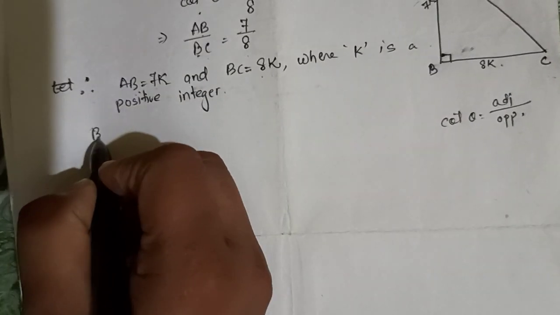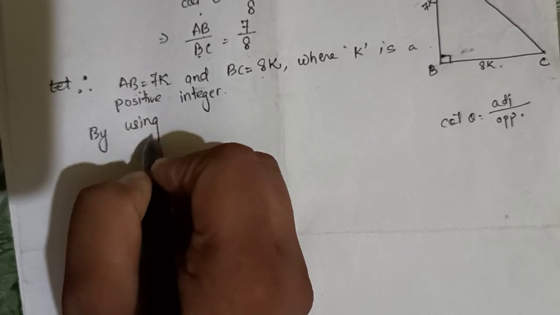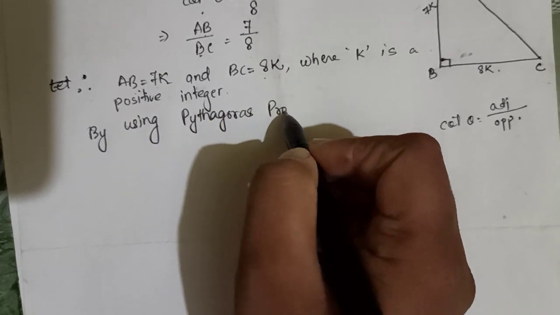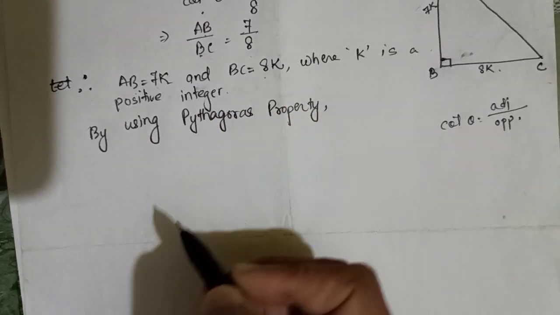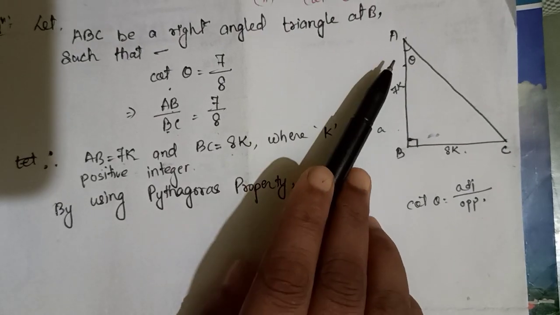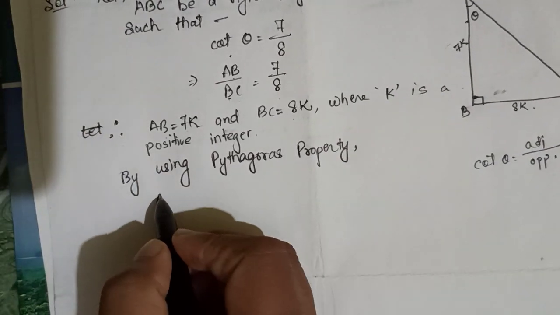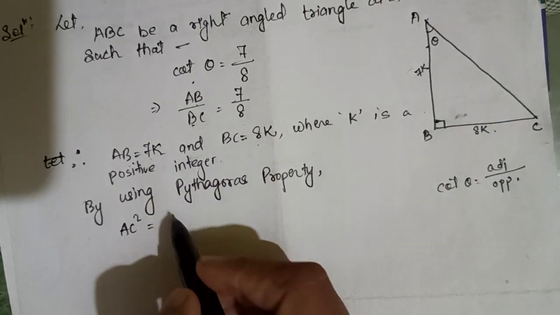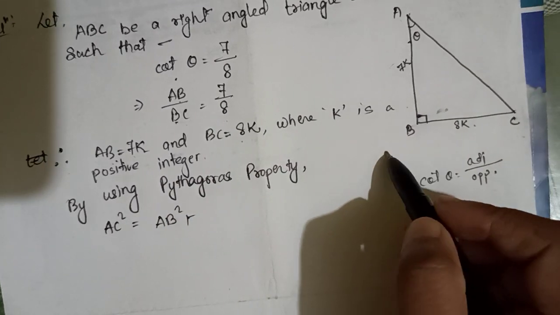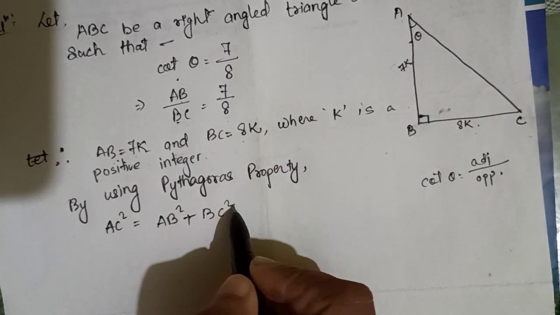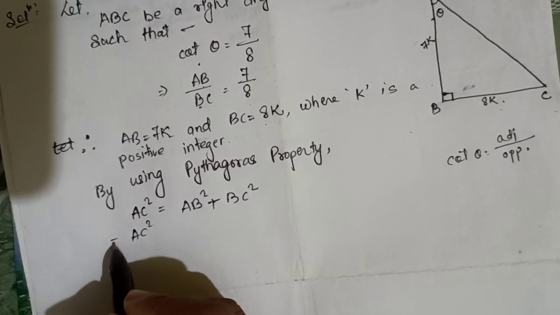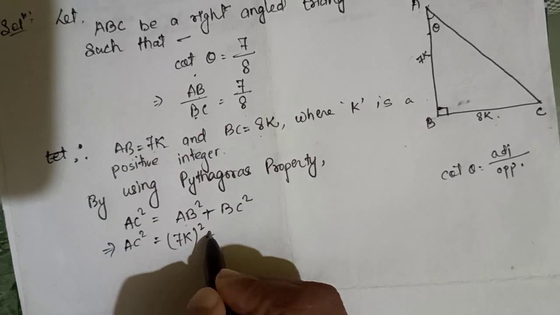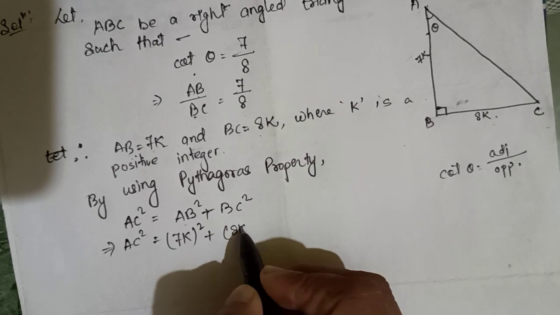By using Pythagoras property, first we need to take the hypotenuse square. AC is our hypotenuse, so we write AC square equals height square plus base square. AB is our height, so AB square plus base is BC, so plus BC square. We have AB equal 7K, so we can write 7K whole square plus 8K whole square.